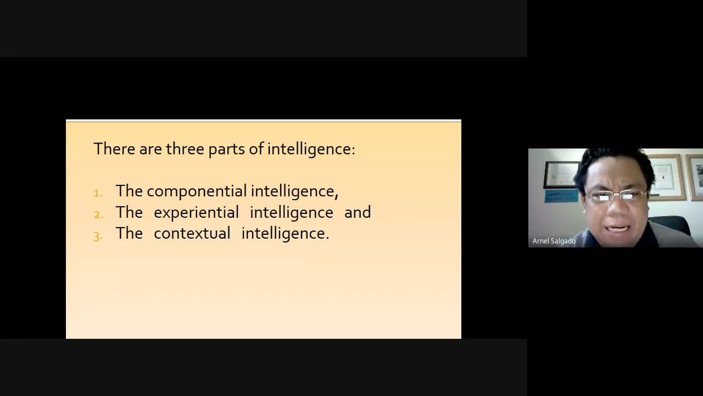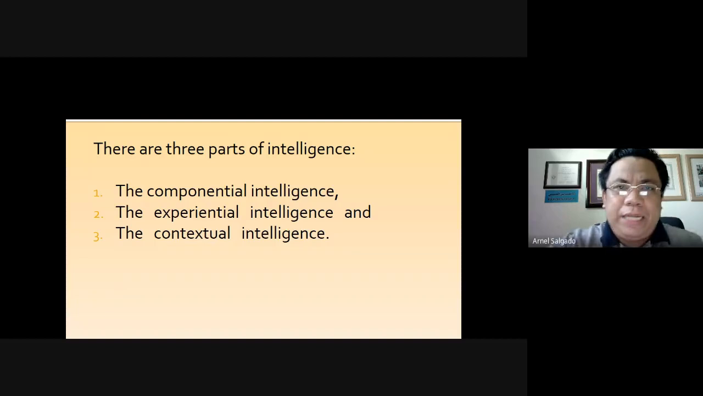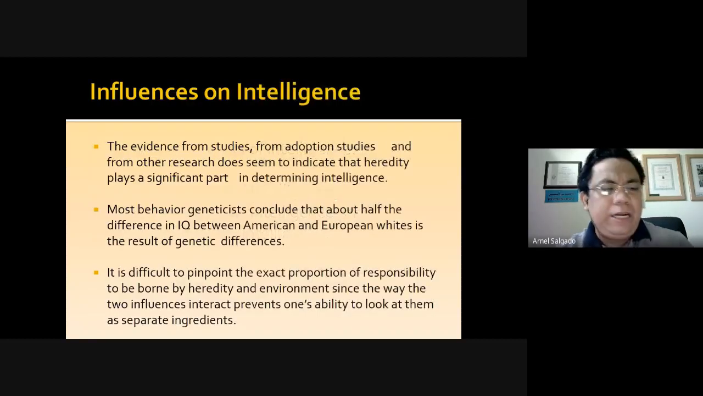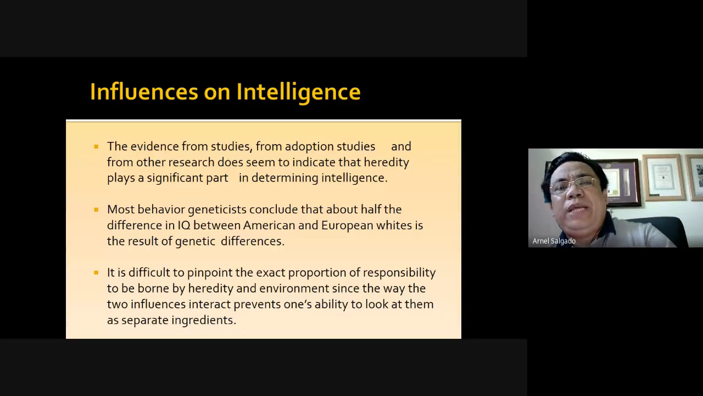This is like academic intelligence that we may actually know of. We teach students, then the students may answer back or return that. That's academic intelligence that we know of. That's contextual intelligence. Now here are the influences of intelligence that we have.